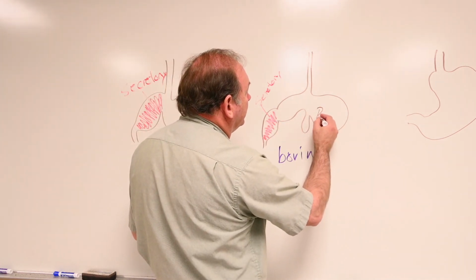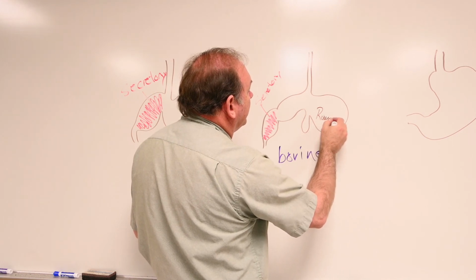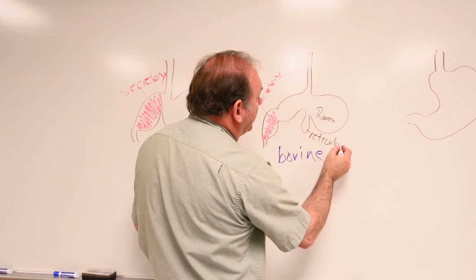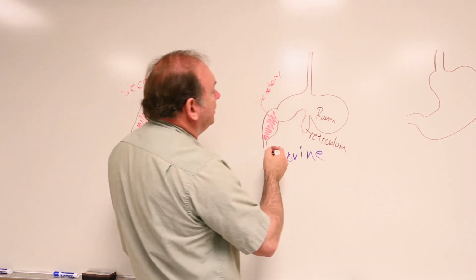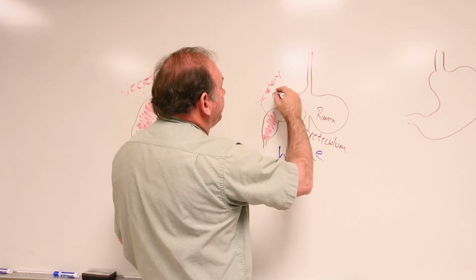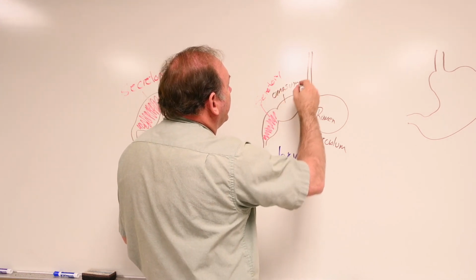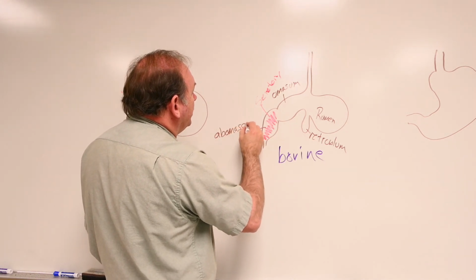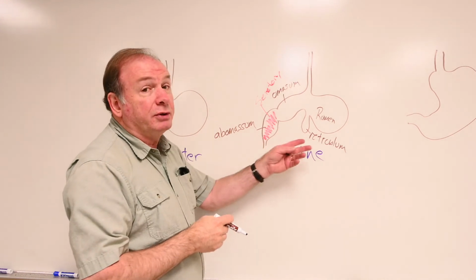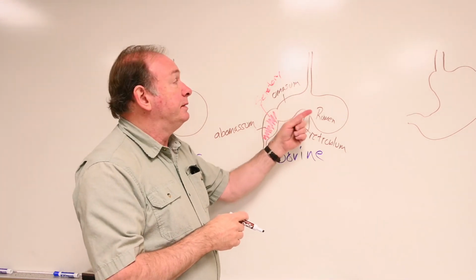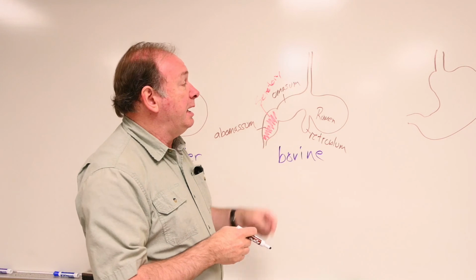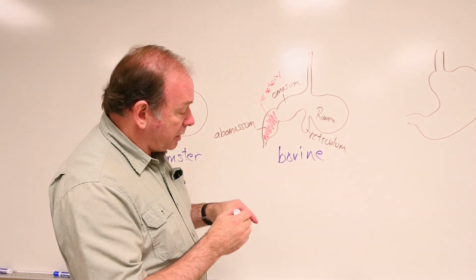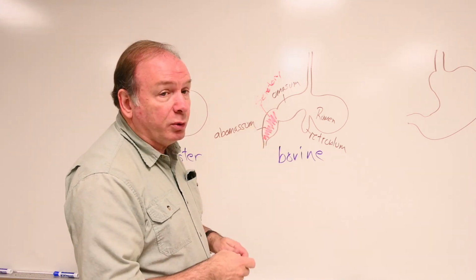Each one of these sections has its name. This is called the rumen. This is the reticulum. This is the omasum. And this is the abomasum. You don't need to know those terms, but it's interesting to know that the different parts of the cow stomach have different names. Complex structure. But only the last part of it here is a secretory portion.